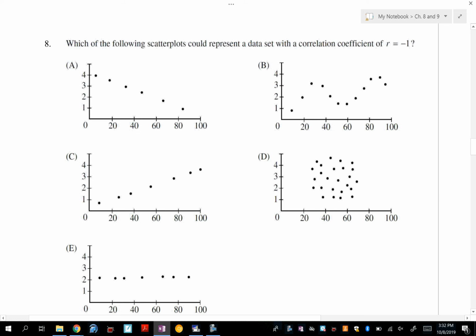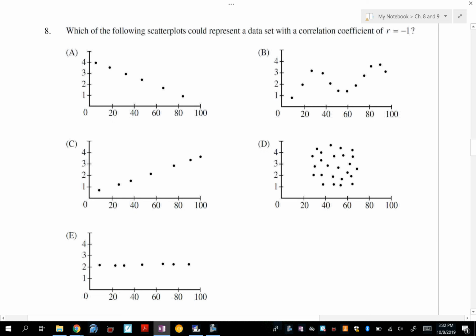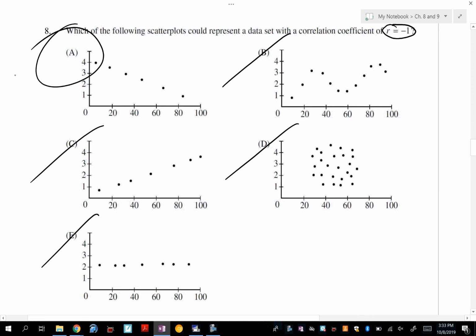Number 8. Did I mark off 7? Yeah, because we all got it wrong. That's right. Who got the right answer? For 8, let's see. Which of the following scatter plots could represent data with a correlation coefficient of r equals -1? Guys, that is a perfectly negative line. Only one. Did we all get it right? Hey, good job, guys. Woo! Oh man, that was fun.